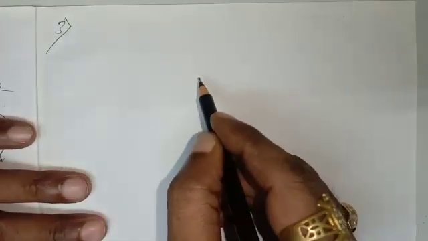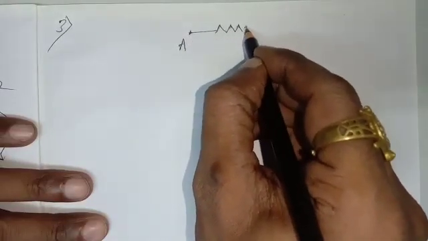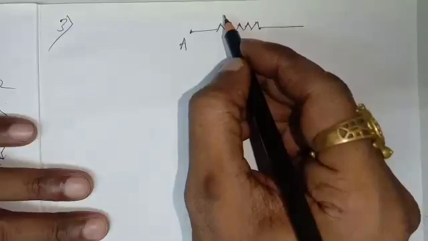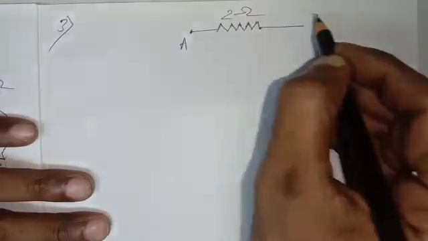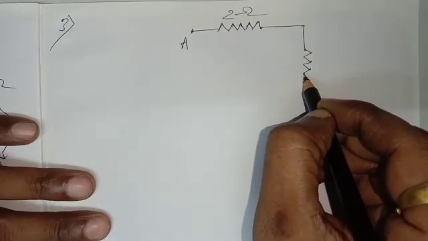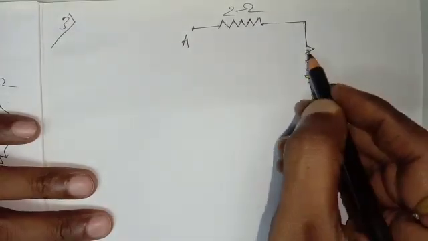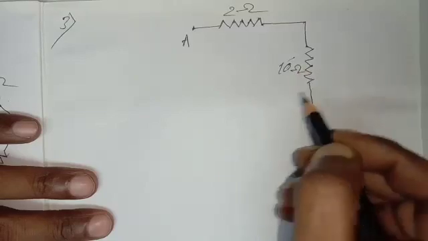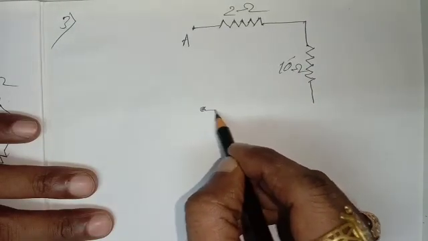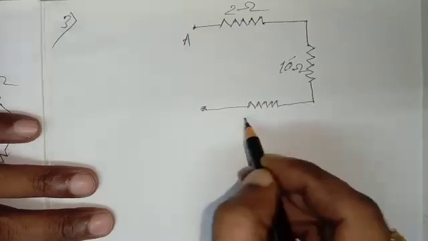Question number 3. Just proceed to follow. Here the end point is A. Here one resistor is given, this is 2 ohm. Next, here one resistor is given, this one is 10 ohm. After that, another resistor is given, this one is 5 ohm.